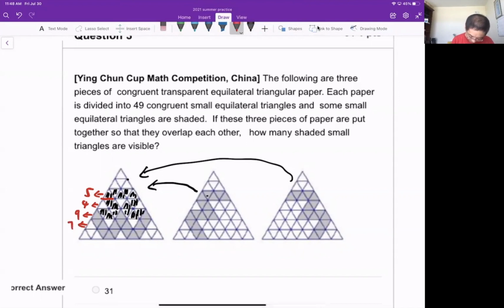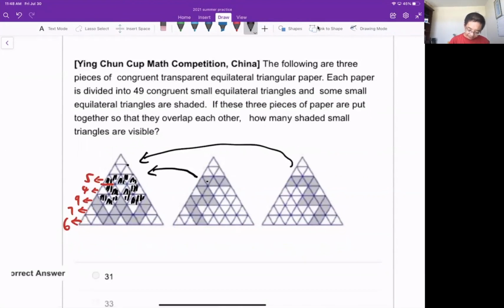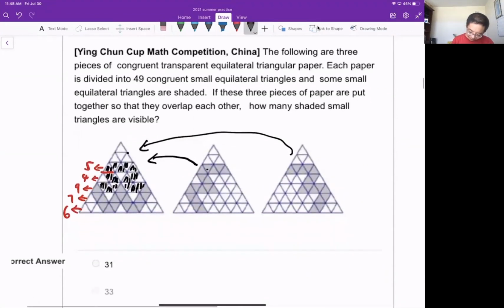So it's 7, and then the last we have is 6. Right? So this is the total number of shaded triangles we can see when we put the 3 pieces of papers together. All right, let's add them.